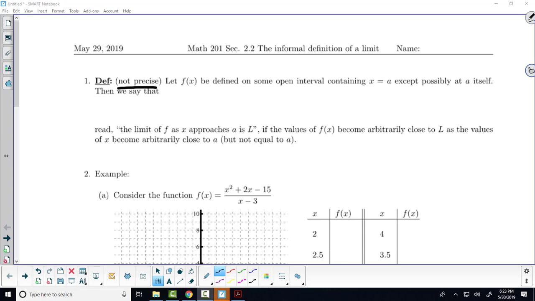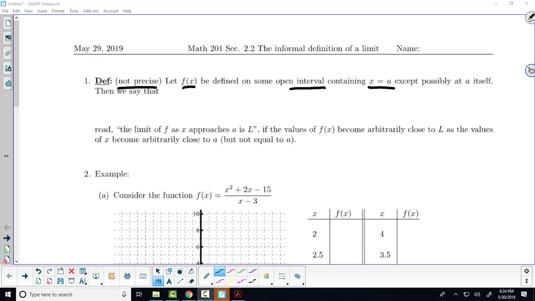So we say we've got a function. It's defined on some open interval around some point, some x value a. Now that a value may or may not be in the domain of the function. In a lot of instances, it will not be in the domain of the function. But the function's defined around that point in some open interval.